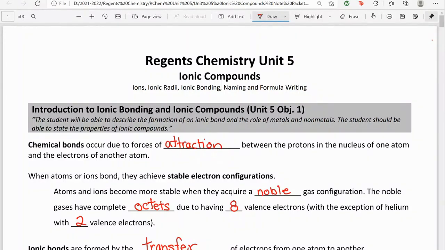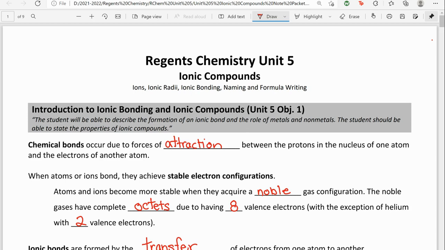All right, we are going to get started with our ionic compounds unit. So we're going to basically go over the basics of ionic bonding, what elements are involved, what an ionic compound is, and then we'll also talk a little bit about ions and the formation of positive and negative ions, which will tie right back into ionic bonding.